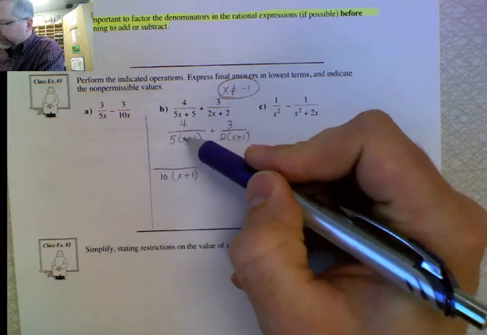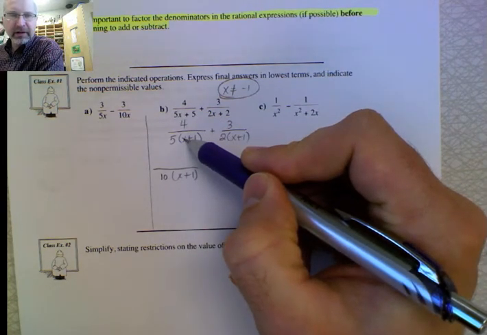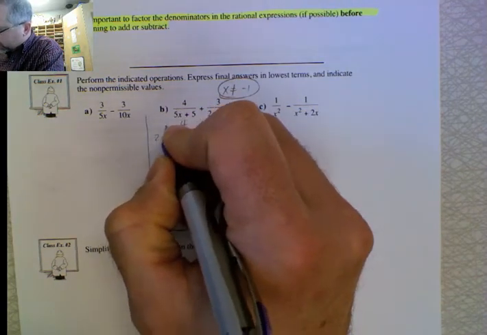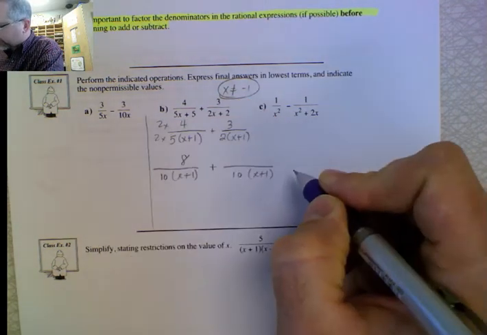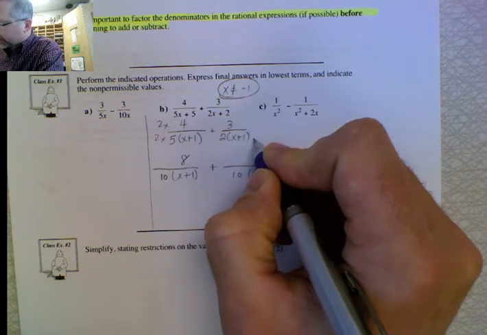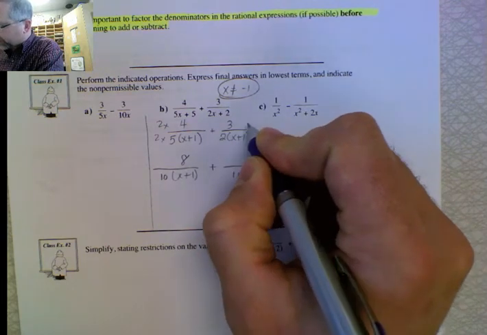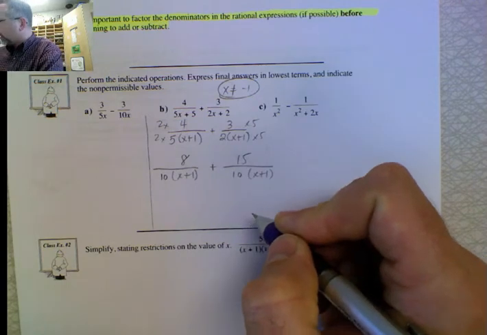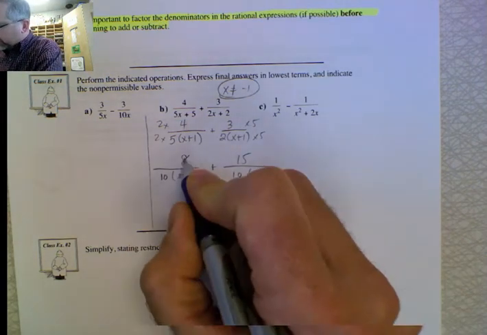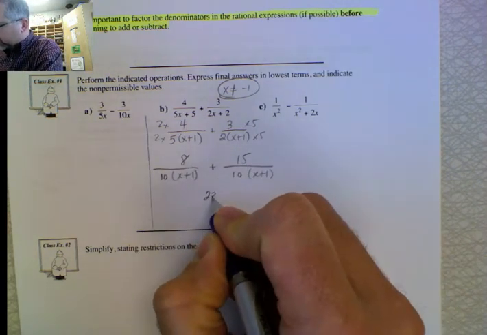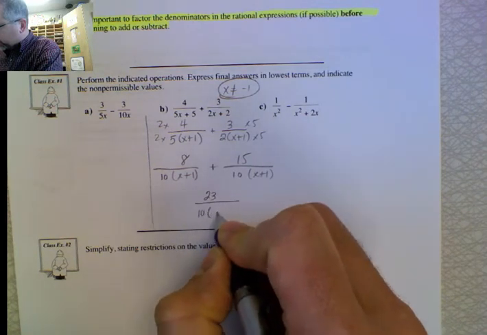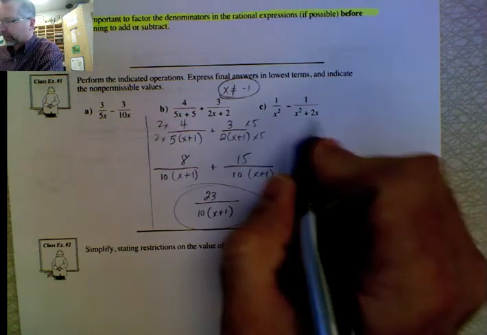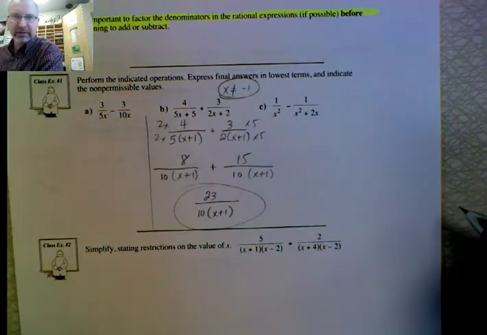Now, what did I have to multiply the denominator on the left side to give me 10? Well, I had to times it by 2. So I have to multiply the numerator by 2. Same thing on the right side. I had to times this denominator by 5. So I multiply the numerator by 5 and I get 15. So when I add this together, 8 plus 15 gives me 23 over 10 times x plus 1. So there's our answer in simplest form, and we have our restrictions stated up here.